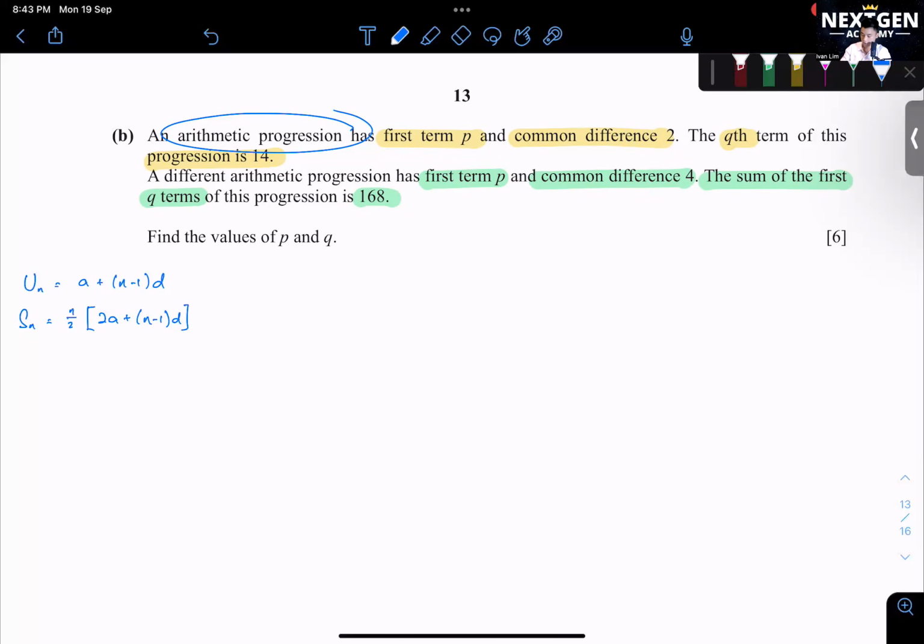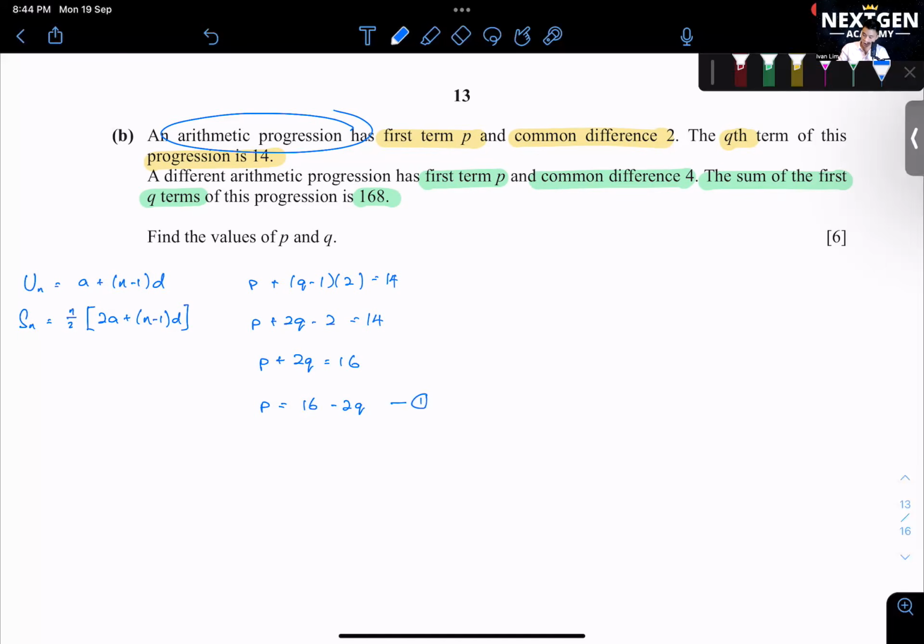So the first equation: P plus Q minus 1 times 2 equals 14. P plus 2Q minus 2 equals 14. P plus 2Q equals 16. Therefore, P equals 16 minus 2Q. This is equation 1.